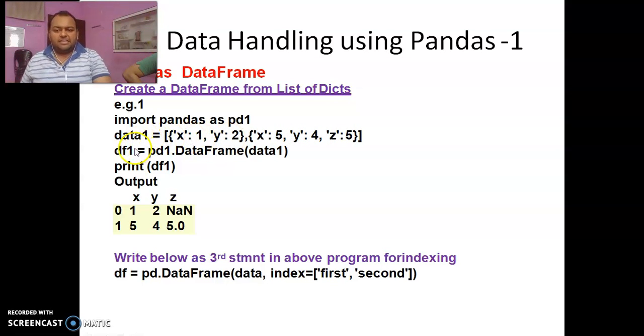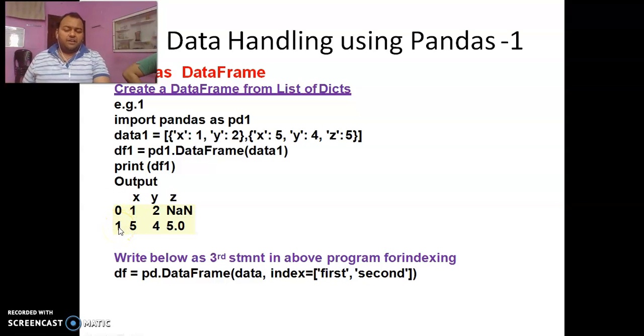So I have written data frame 1 is equal to pd dot DataFrame data 1. So what will be my output at index 0? X will be 1, Y will be 2, Z will be NaN, because there is no value corresponding to Z here. Now again X will be 5, Y will be 4 and Z will be 5, because in the second dictionary we have the value 5. Okay, and if I want to give indexing for the above program, I can write index first comma second. So first it will be here, second it will be here.